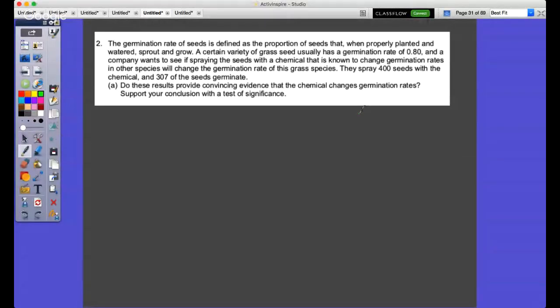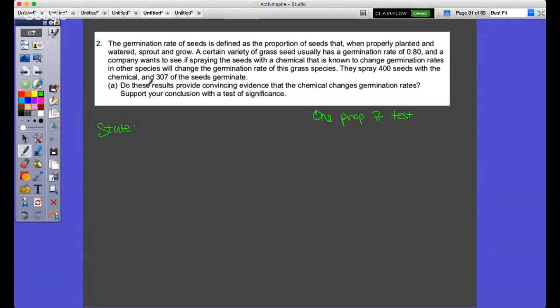Again, by the way, if I was to plug this into my calculator, I could always go to a 1-proportion z-test and also check this as well. Okay, so let's go to our state part.